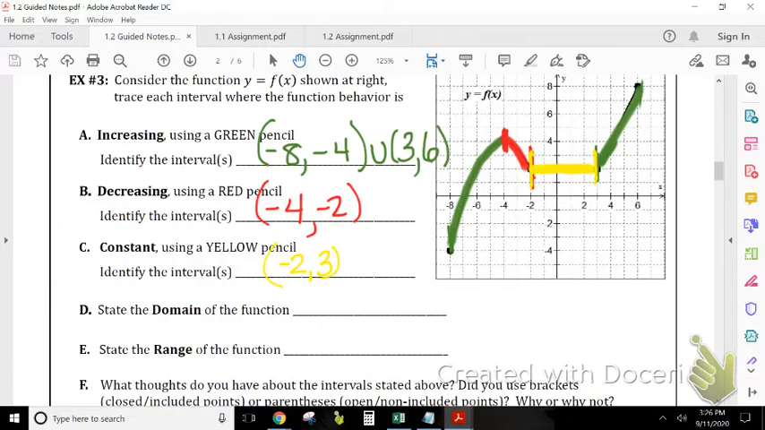Now it wants the domain and range. So I'm going to erase all the colors I have on here, so we can actually see the points again. All right, so for domain and range, remember domain is your x's. So we're going to look at our x values. Remember, x's go left to right. So I look on the far left, and I see this point right here, which is at -8.